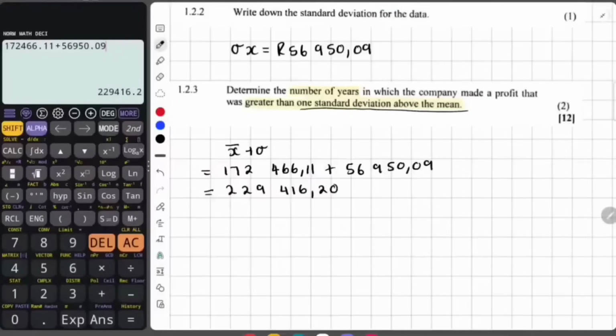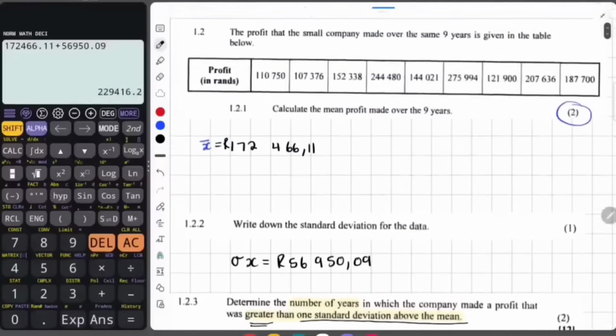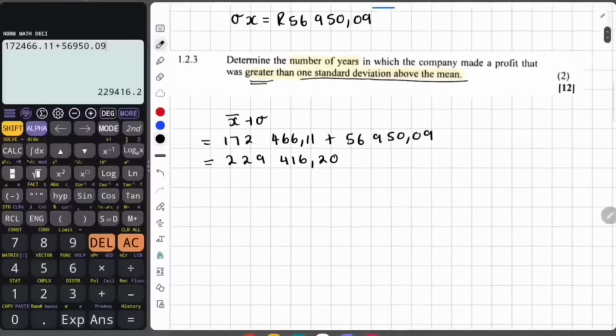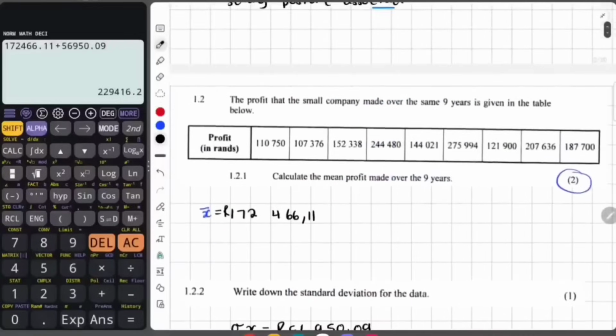But if we look closely at what they're actually saying, we need to determine the number of years in which the company made a profit that was greater than 1 standard deviation above the mean. So if this is 1 standard deviation above the mean, we need to look for how many years they had a profit greater than this amount. Okay, so we're going to look in the information. What was greater than this amount? Let's see which numbers here are greater than this number.